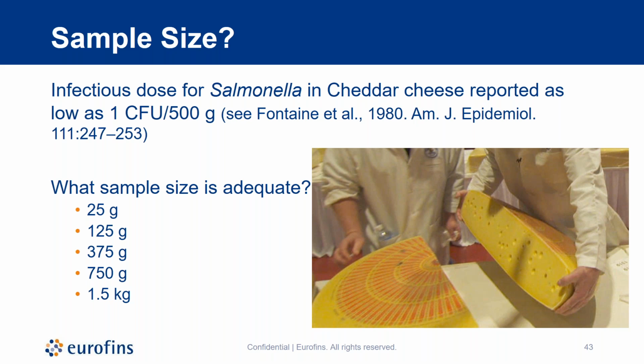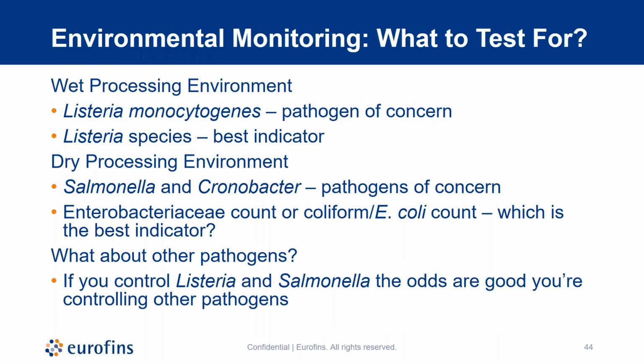For environmental monitoring, what do you test for? So in wet processing environments, the usual recommendation is target Listeria monocytogenes as the pathogen of greatest concern. And the reason is because this pathogen can thrive and multiply and grow in wet food products and in wet processing environments. And we typically will do testing using a broader indicator than just going directly for the pathogen. And so we're testing for Listeria species.